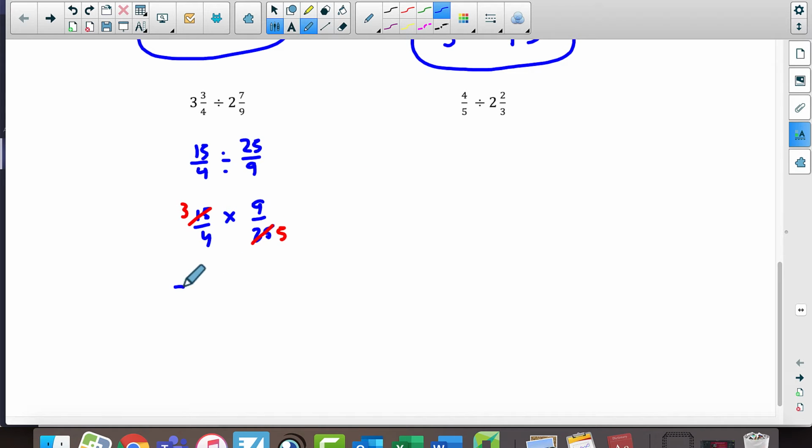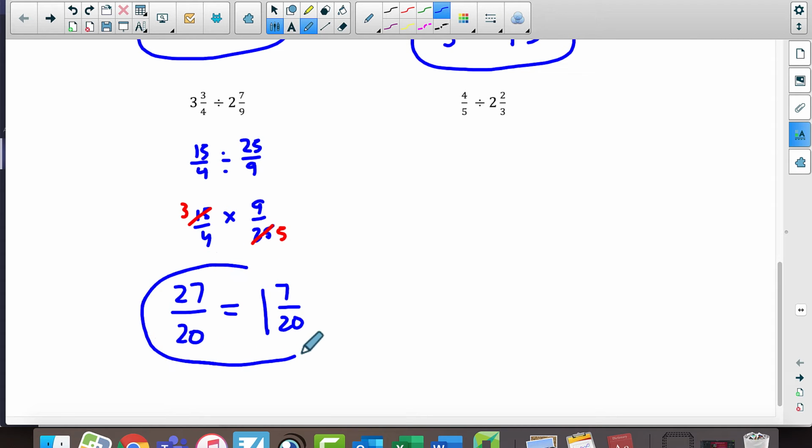3 times 9 is 27, 4 times 5 is 20, and now we can, that's fine, you can leave that as your answer, or 20 goes into 27 one time with 7 left over, and the denominator is 20. Either answer works.